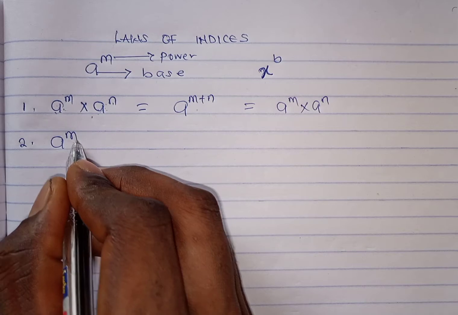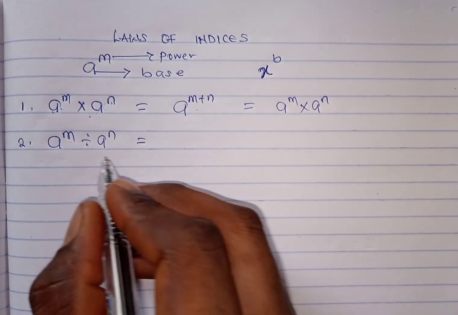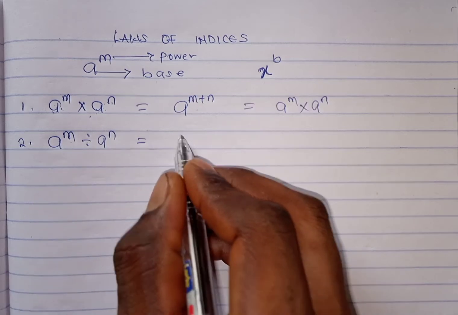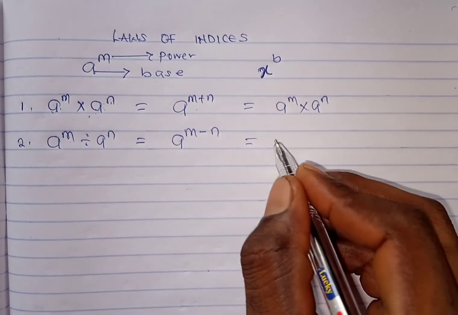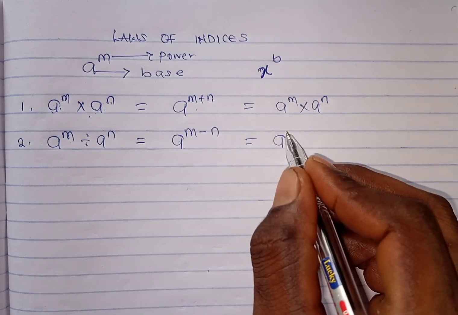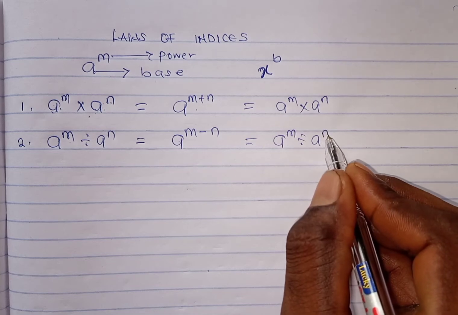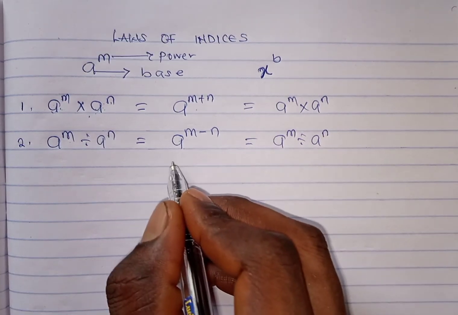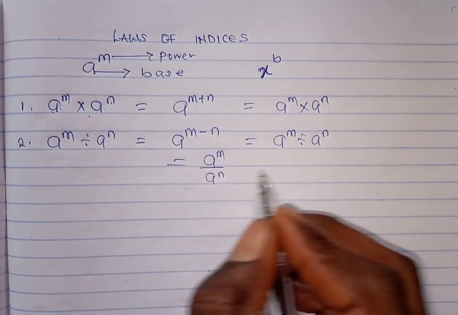Then the second law we need to consider is the division law. That is a raised to the power of m divided by a raised to the power of n. In order to solve this, it is the same as a raised to the power of m minus n. Which also implies that a raised to the power of m divided by a raised to the power of n is still the same thing as a raised to the power of m over a raised to the power of n. It's the same thing.